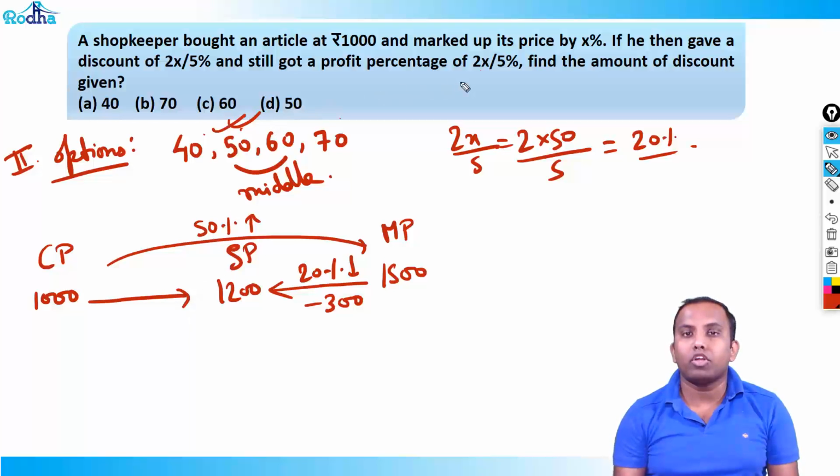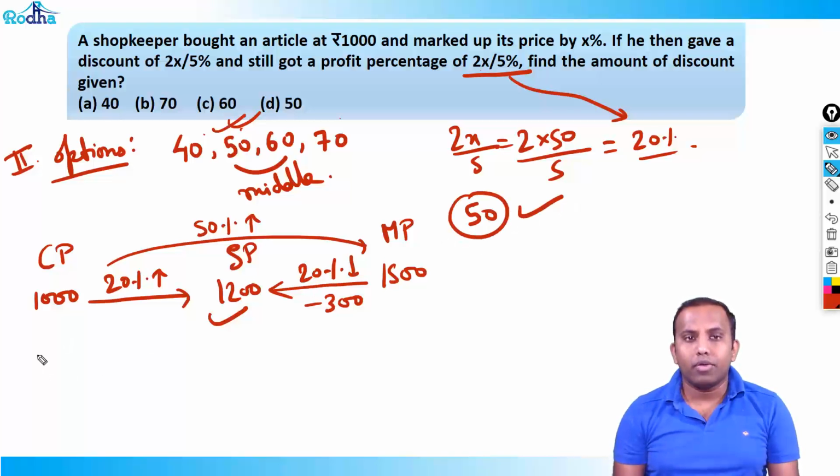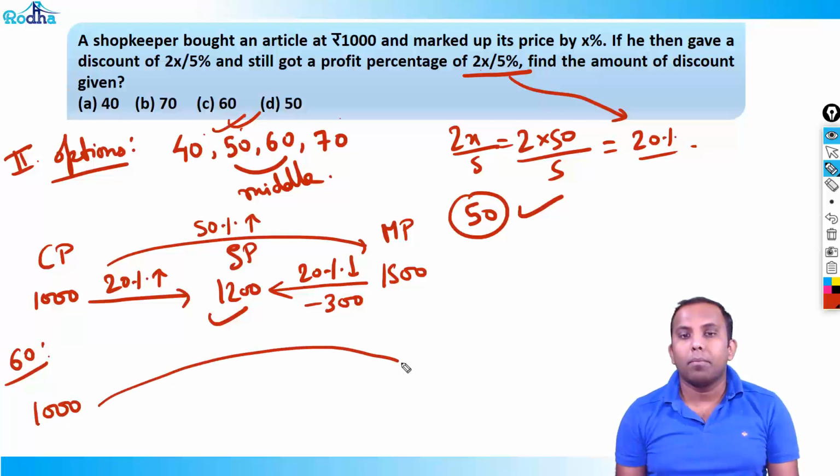So he makes a profit of again 2x by 5. That is how much? 20. So again profit 20% will give me 1200. So correct. So 50 is the satisfying. Right? See, if I pick 60, 60 won't satisfy, right? Just see, if I pick 1000, 1000 is cost price. Mark price is 60% above cost price. Right? That is, if I pick option as 60.